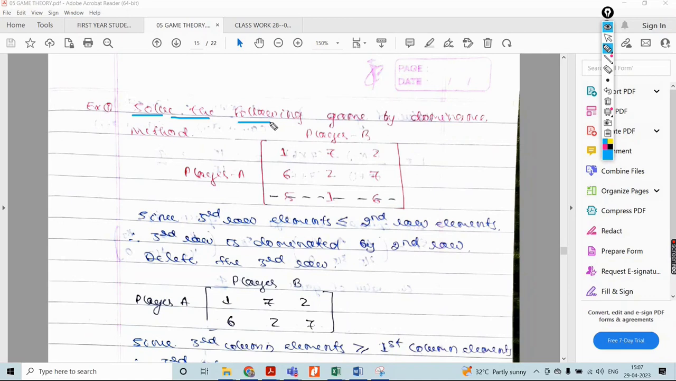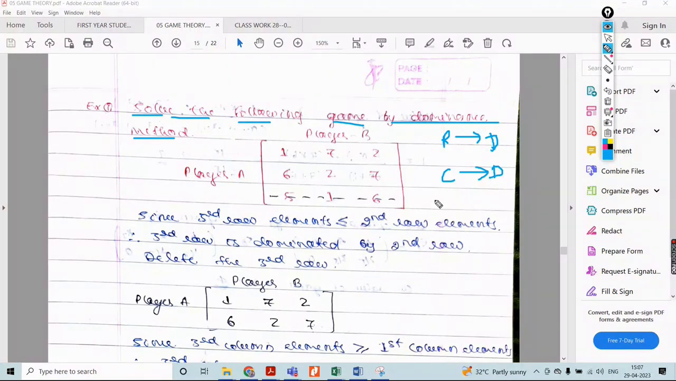Solve the following game by dominance method. They clearly mentioned to follow the dominance method itself. In dominance method, the first rule is that you compare the row elements. In that, the dominating element should get deleted. If it is not possible in rows, go for columns. Then that particular dominating column will get deleted.